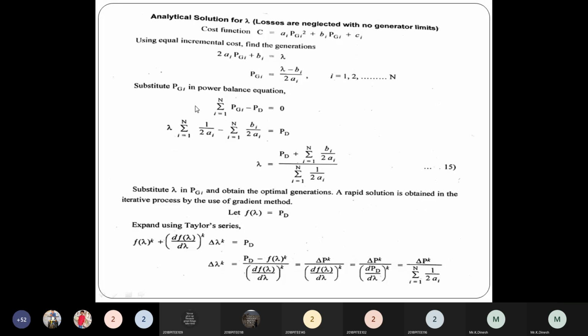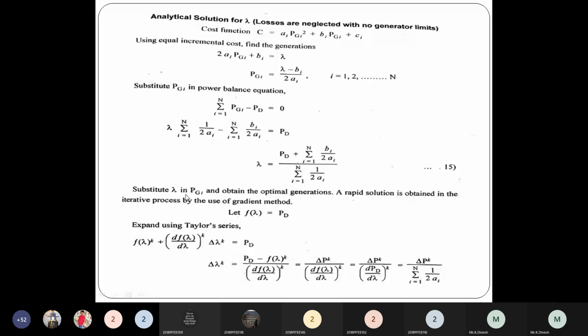Now you substitute PGi in the power balance equation: summation of i equal to 1 to N PGi minus PD equals 0. I am writing separately for demand as well as generation. Lambda times summation of i equal to 1 to N of 1 divided by 2 ai, minus summation of i equal to 1 to N of bi by 2 ai, equals PD. So the overall lambda from this expression should be PD plus summation of i equal to 1 to N of bi by 2 ai, divided by summation of i equal to 1 to N of 1 by 2 ai. This is the final form of your lambda.